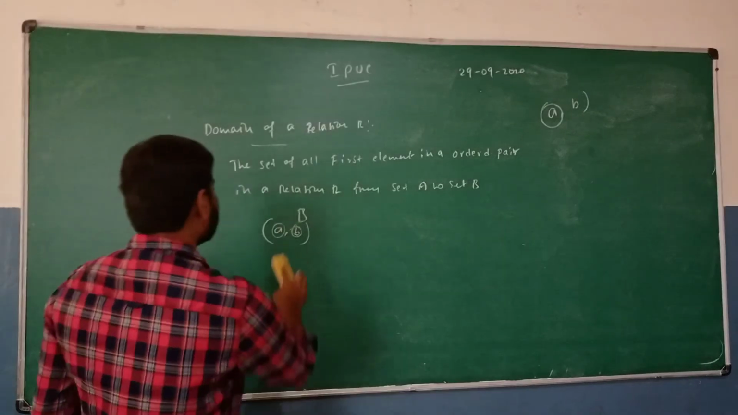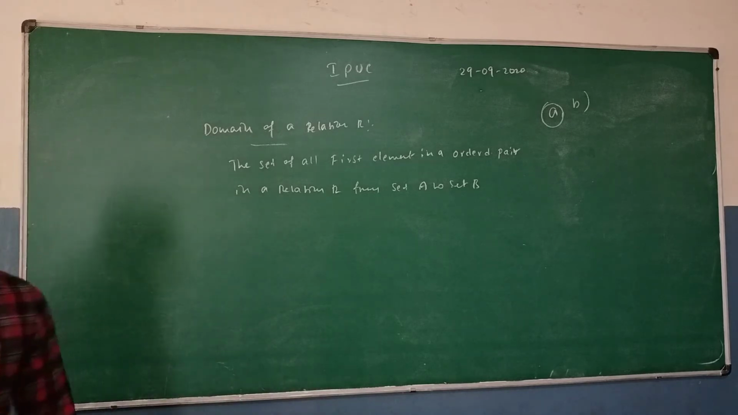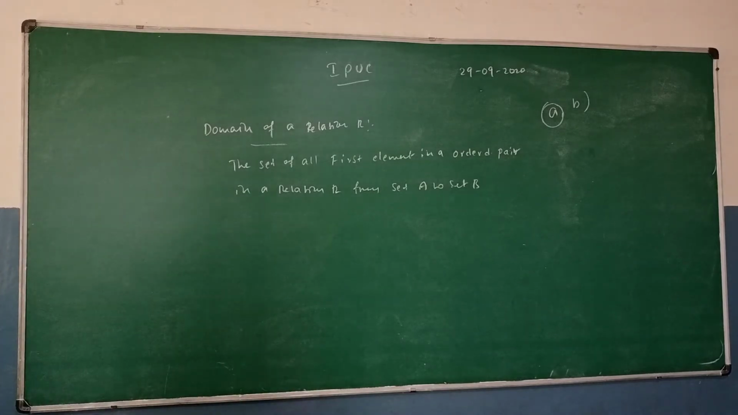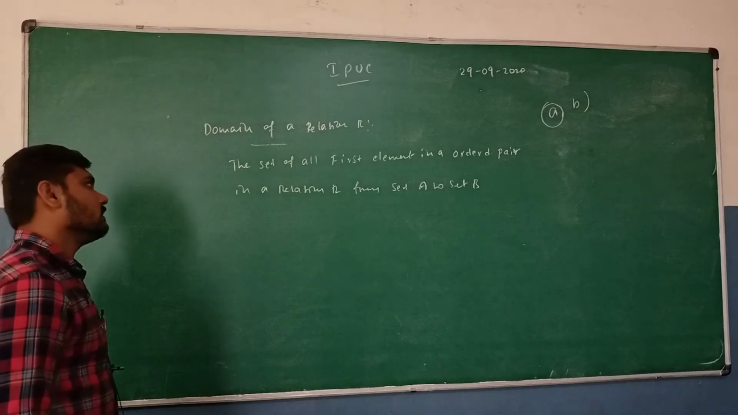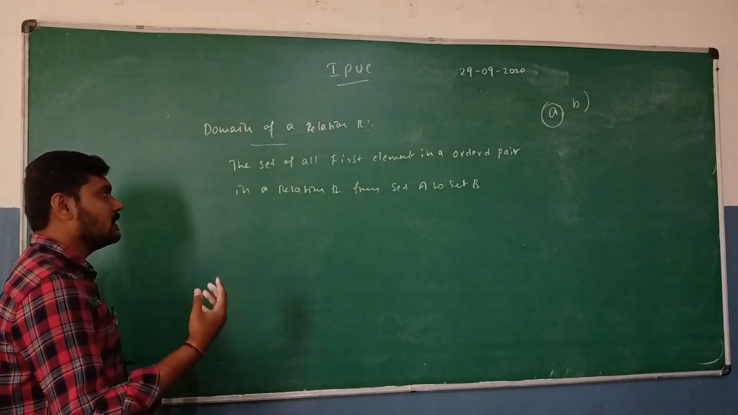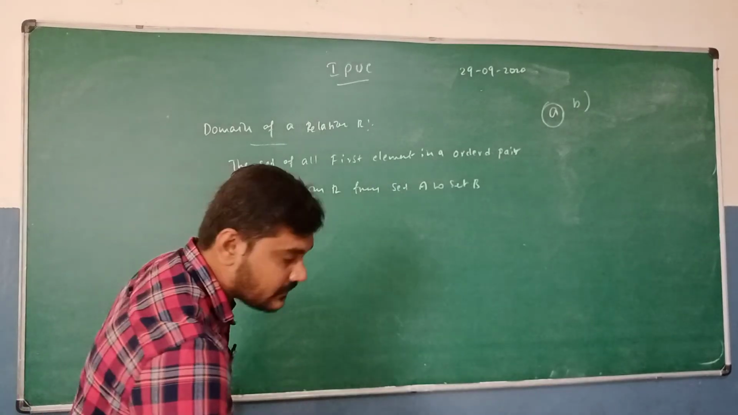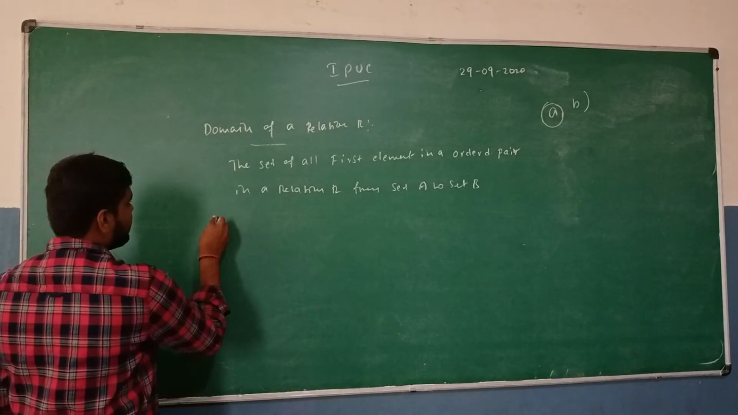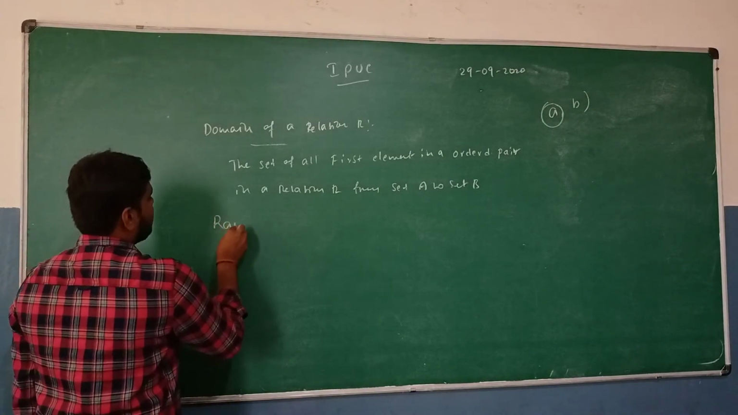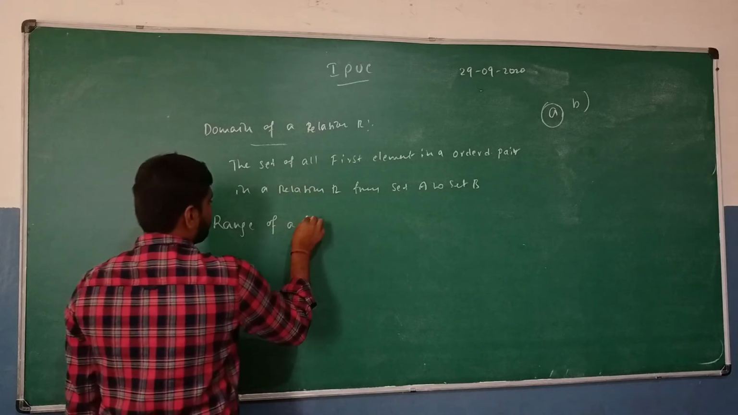But the domain is the set of all the first elements in an ordered pair in a relation R, the first elements present in the relation R, which we convert into a domain. The set of all the first elements in an ordered pair in a relation R from set A to set B. Now what about range? The range of a relation R.